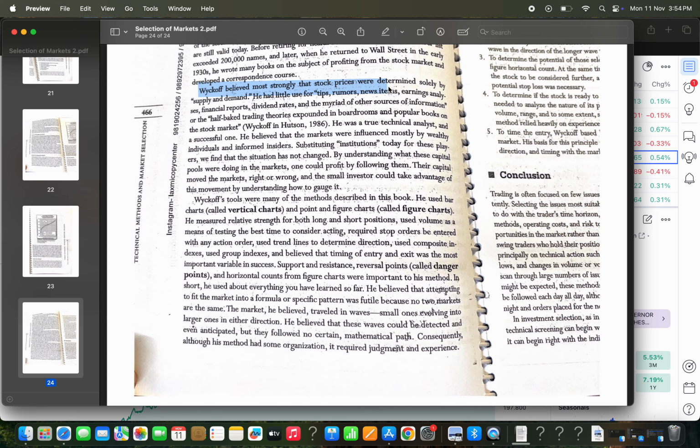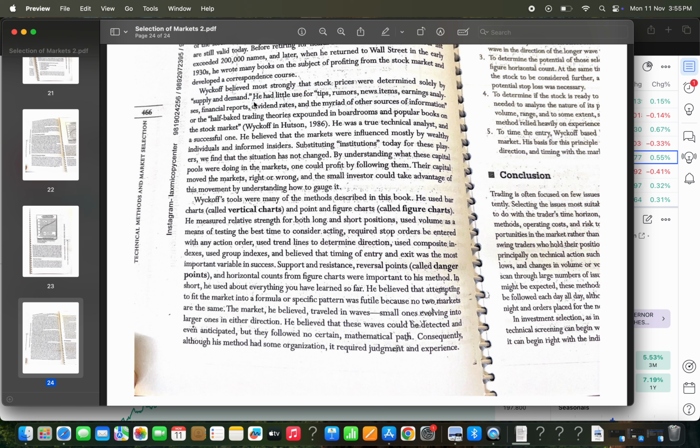Wyckoff strongly believed that stock prices were determined by supply and demand. Whenever we speak about the Wyckoff theory, the first thing taught in that concept is supply and demand, right? About how the market is always moving according to the supply and demand that is prevalent and present in the market.